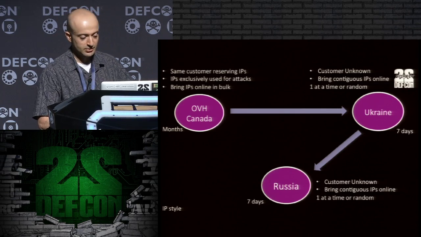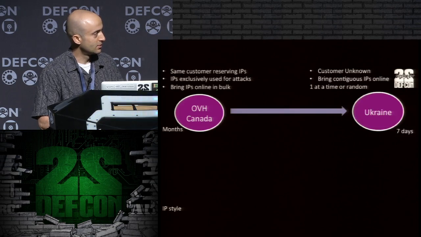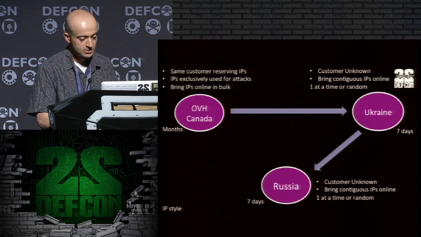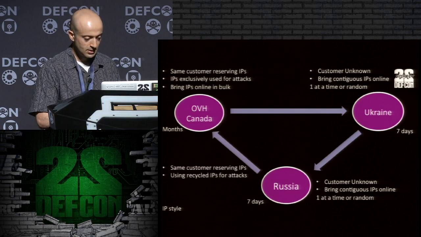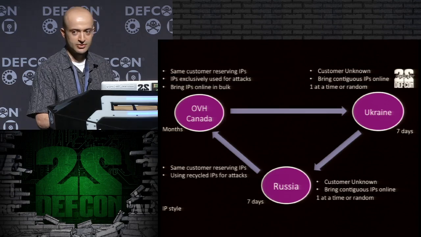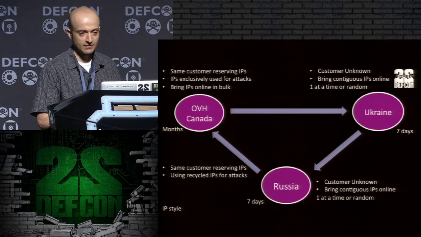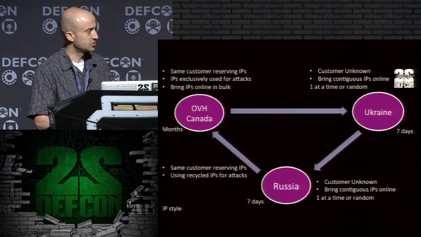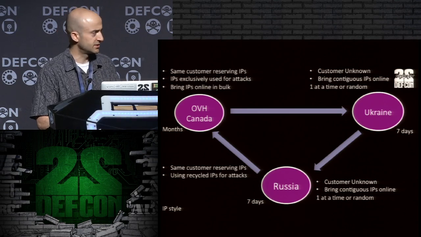Then they shifted to another provider. This one is in Russia. The Russian one was keeping the same MO, and then they went back to OVH. In this case, it was the same people reserving the IPs, the ranges, but the MO changed a little bit. Now they are using recycled IPs, IPs that hosted old content or have a rather clean score. And again, these are ways to evade IP reputation systems that a lot of security vendors use.